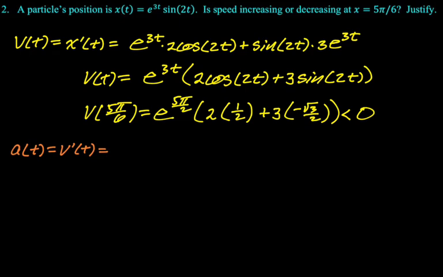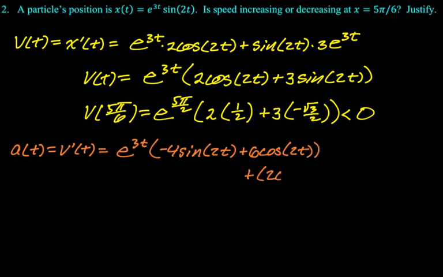Product rule again. So first is e to the 3t. Derivative of the second is going to be -4 sine of 2t plus 6 cosine of 2t. So that's first times the derivative of the second, and then plus the second, which we already have, so you don't have to think about that much. Derivative of the first is just 3e to the 3t. Then we need to evaluate this thing at 5 pi over 6.